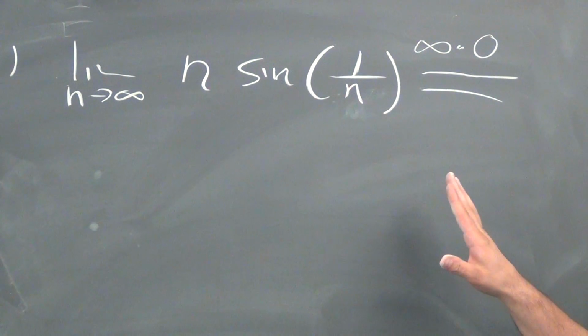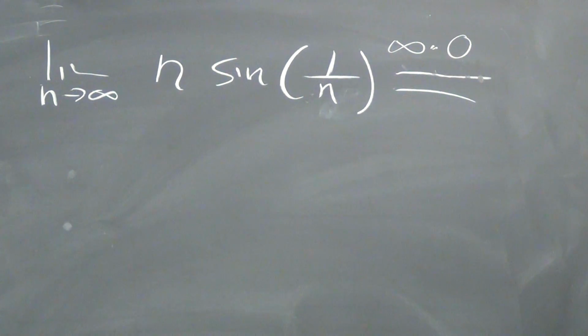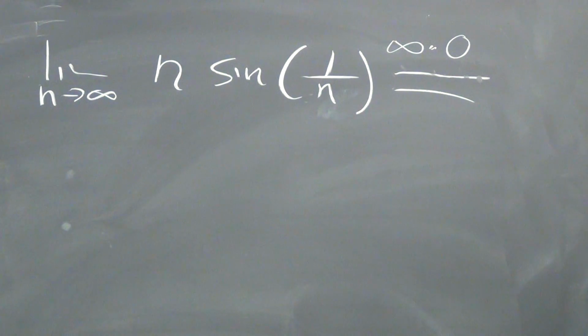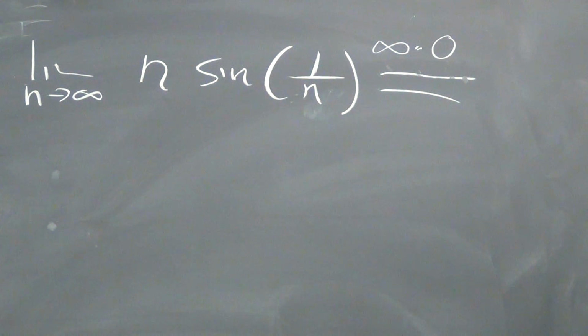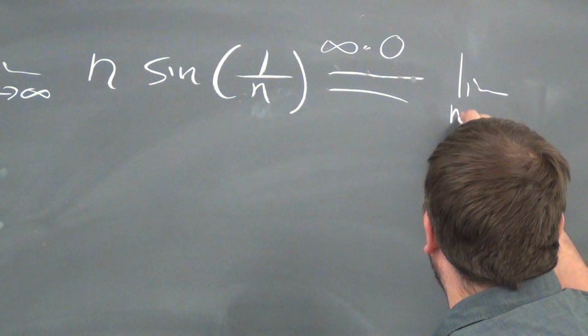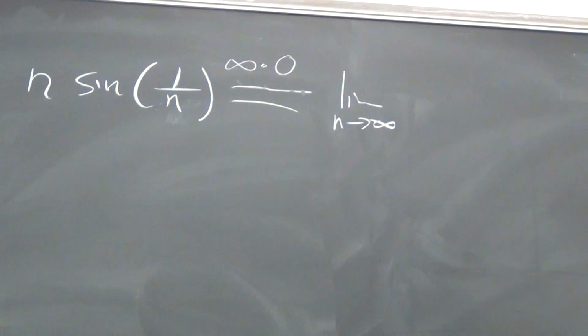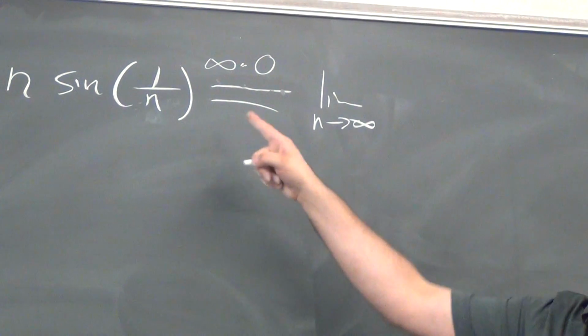This is another indeterminate form, right? If you got something that gets huge times something that gets small, there's a balancing act and you don't know which one's winning out, right? It might go to infinity, it might go to 0, or they might sort of level each other out and go someplace else.